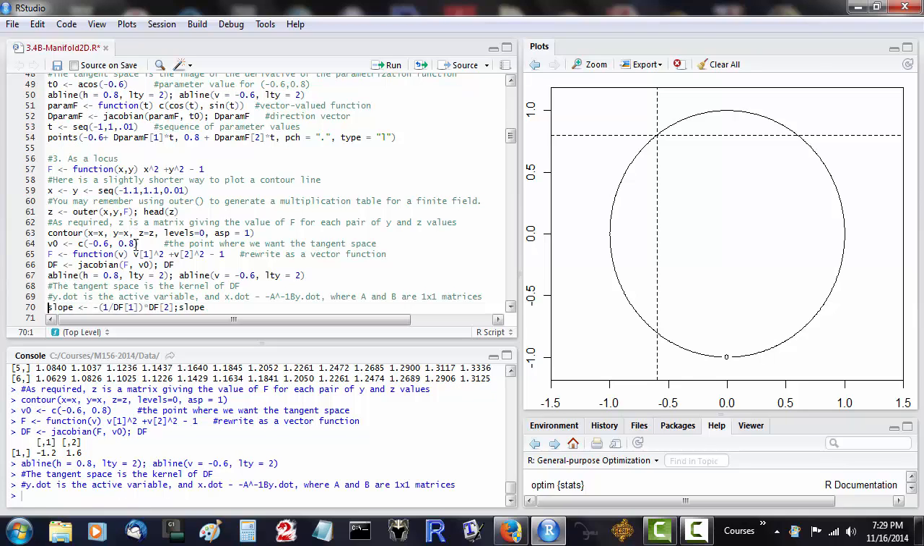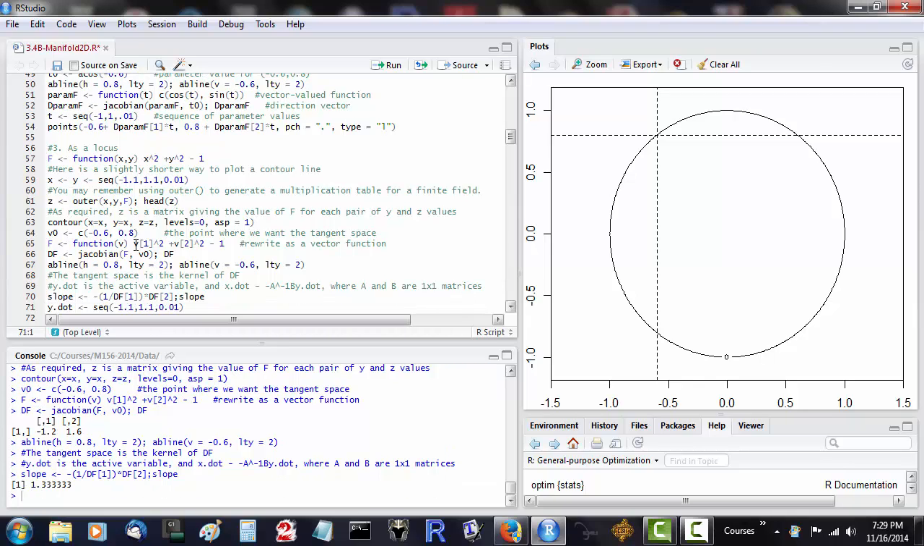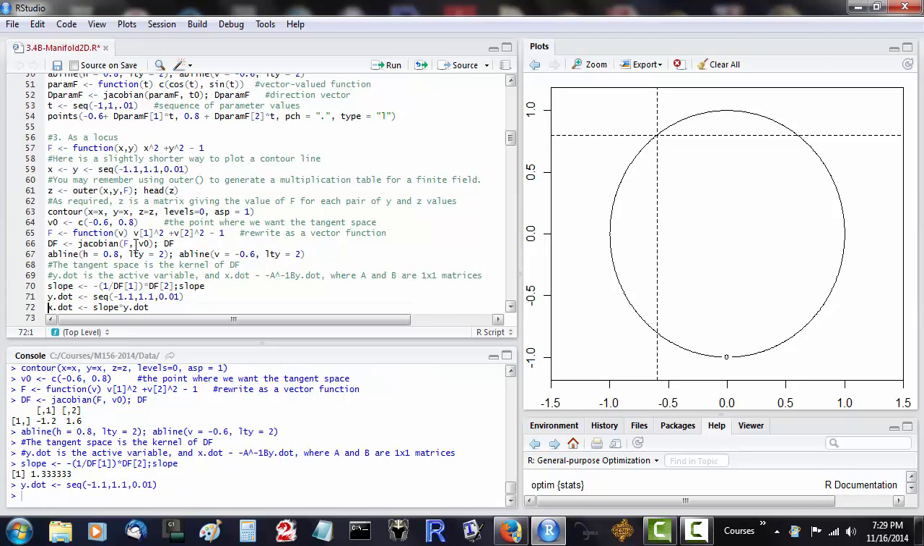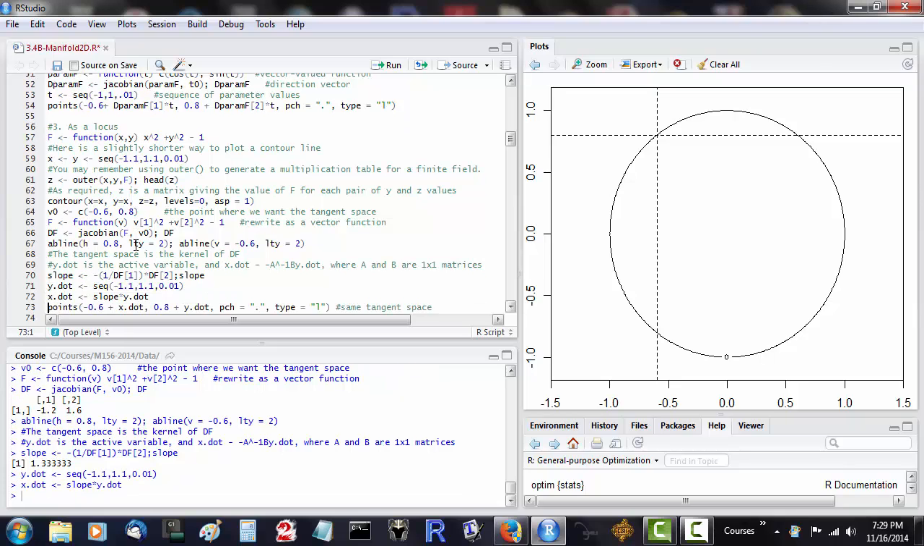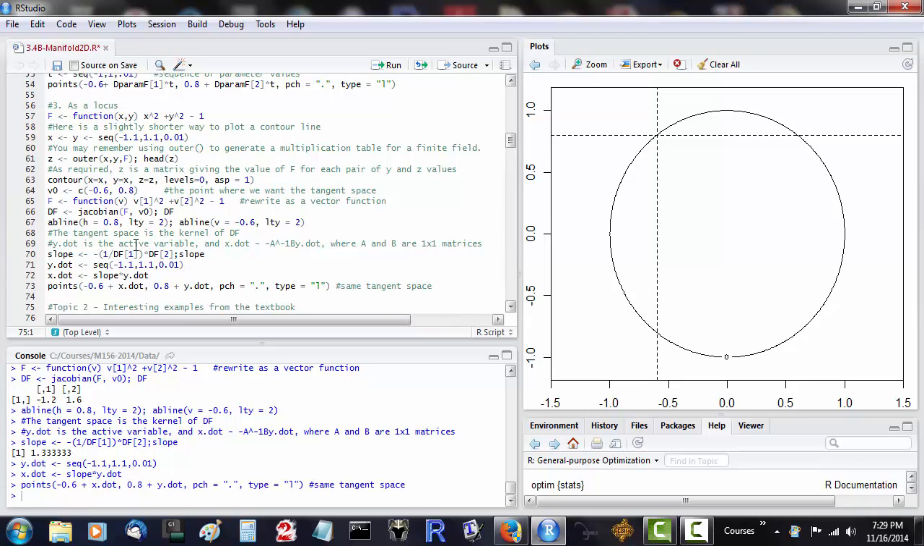So I can work out the slope just by taking the ratio of components of the Jacobian matrix, specify some values for y dot, calculate the corresponding sequence of values for x dot, plot them up. I see exactly the same tangent space, exactly the same tangent line.